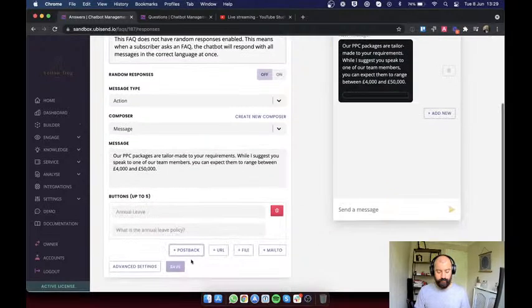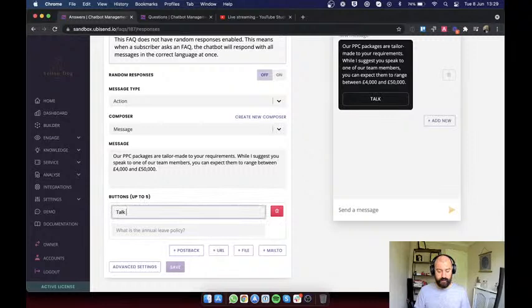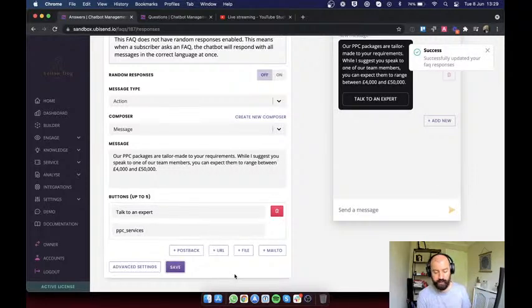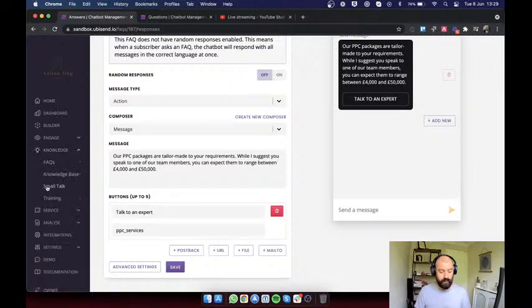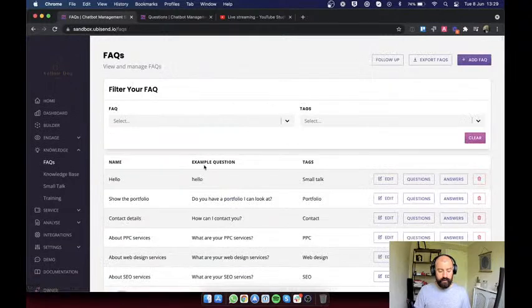And then I'm going to use a postback here, and I'm just going to say talk to an expert, and we can do PPC services. If you don't know what I've just done here, make sure that you go back and watch the previous sessions where we did all about postbacks and things like that. Okay, cool. So now this new FAQ has been created.